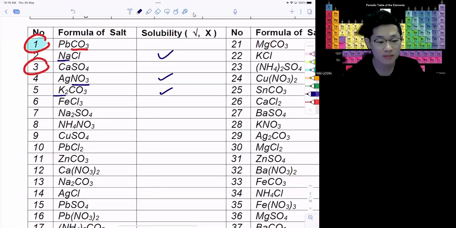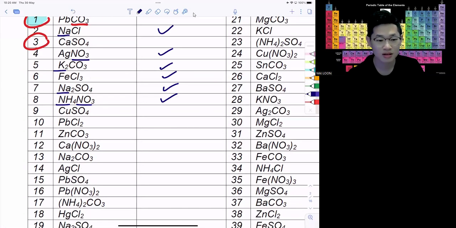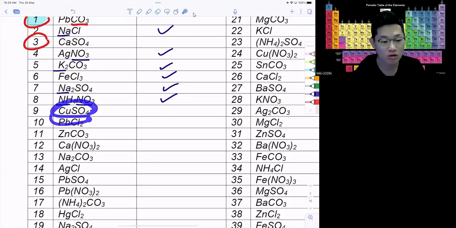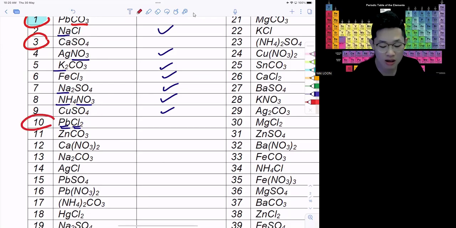Potassium, soluble. Cl, pairing with PBBACA? No, soluble. Sodium, soluble. Ammonium and nitrate, soluble. No first group, no COOH. And it is SO4 not pairing with PBBACA, soluble. Cl is pairing with PB, so it's insoluble.